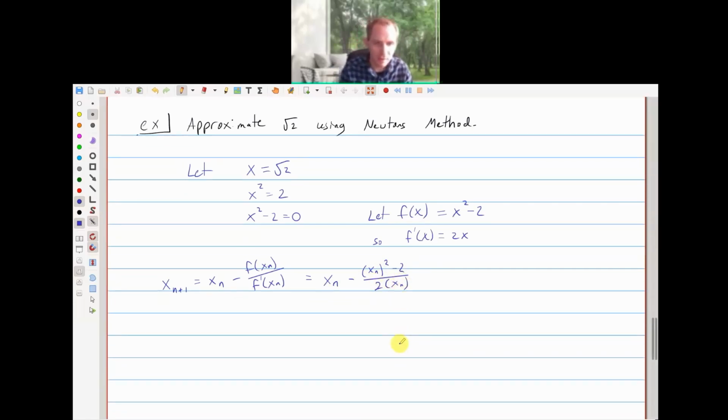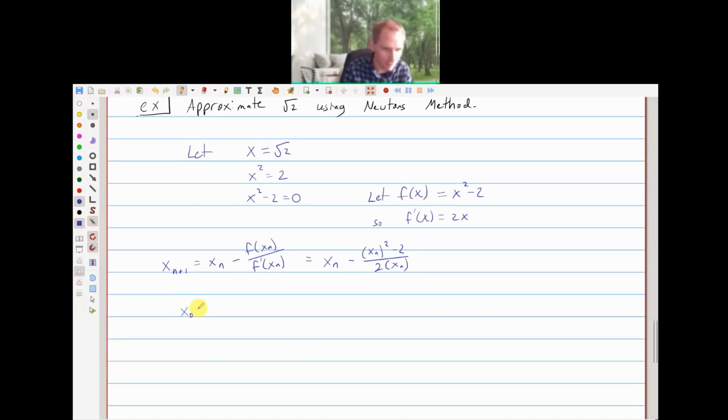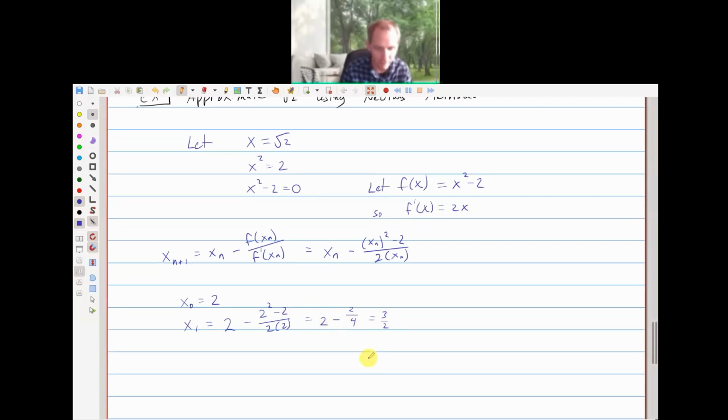So all we need is a first approximation, right? We need an initial guess. Well, I know the square root of 2 is between 1 and 2. Let's just go ahead and pick an initial guess of 2. So then my next guess is going to be 2 minus (2 squared minus 2) over (2 times 2). So 4 minus 2 is 2. So I have 2 minus a half, which gives me 3/2.